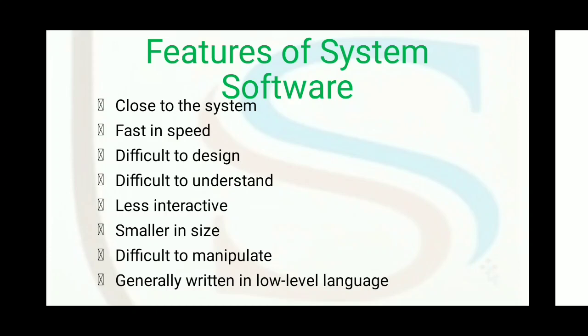Okay, so we'll talk about the features of the operating system or the system software. It is the software which is close to the system. Close to the system means it is important for the computer system. So if a computer system wants to run, it needs a system software. It is a compulsion that it needs an operating system for a computer to work. It is fast in speed. It takes very less time to get open.